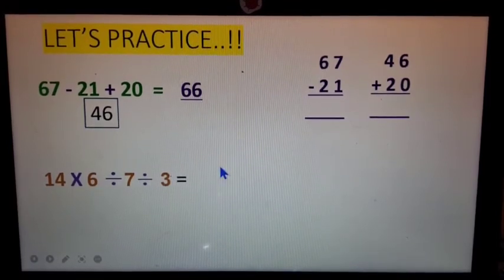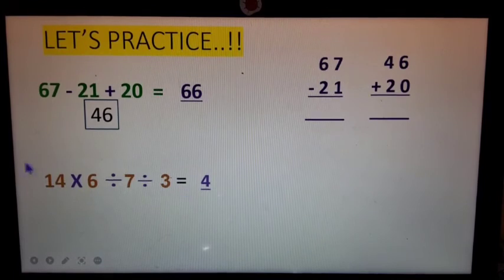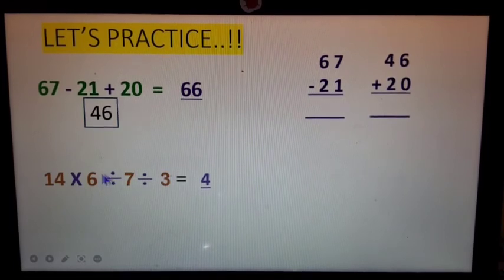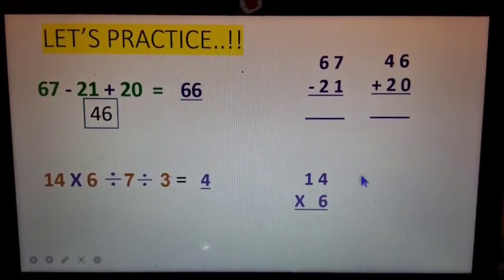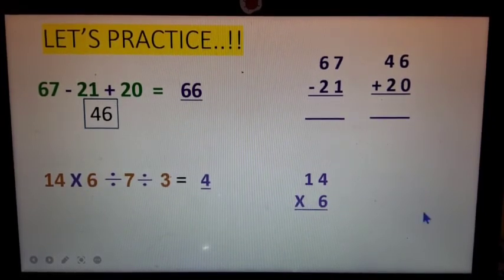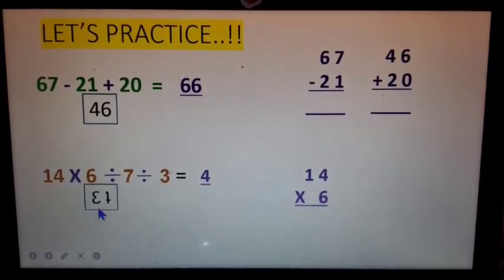Yes, the answer is 4. How do you get 4? Alright, you start from the left, because in this number sentence there is only multiply and divide. So, what do you do? 14 times 6. How do you do this working? You can show it vertically like this, or you can use lattice. Remember lattice class? Okay, I used to teach you how to use lattice in the class. So you can use that to find multiplication. So 14 times 6, I got 84.